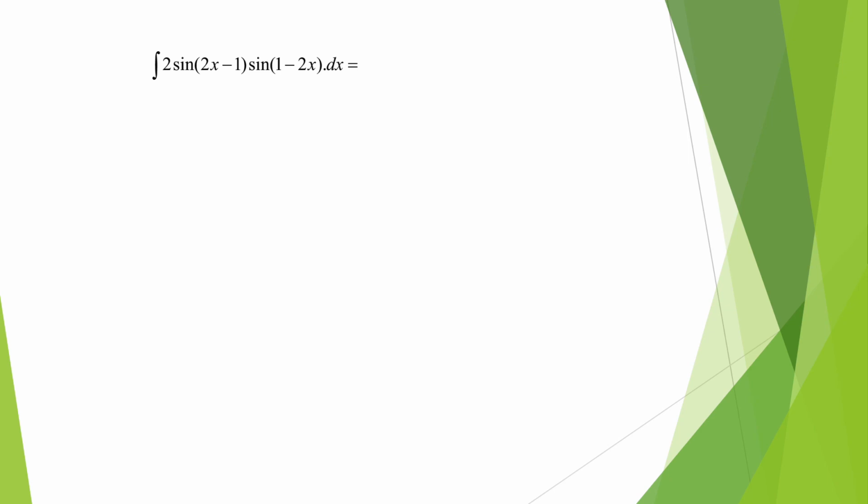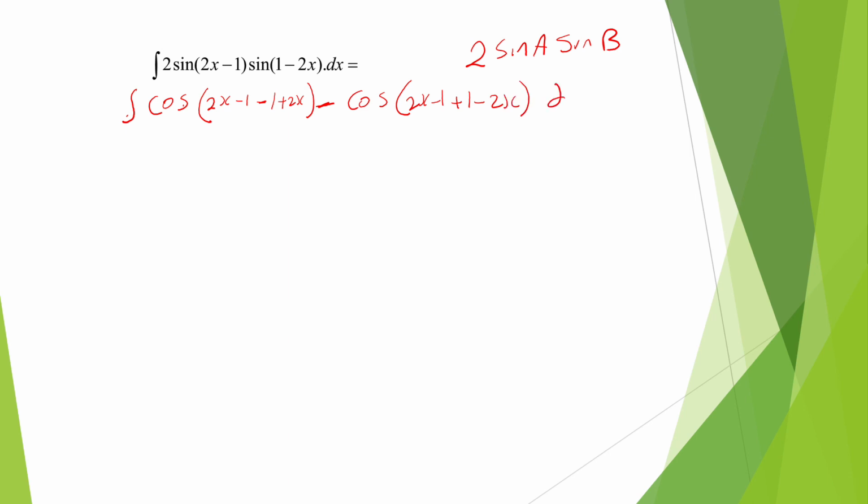So this one here is again a multiplication between the two. We have sine, so we're going to change it. Look, sine A sine B, that's the one we're going to use. So we're going to rewrite it as cosine of 2x minus 1 minus 1 plus 2x. I'm going to write it in here, but you can always do it by hand on the side. Then we have minus cosine, adding them together, gives me 2x minus 1 plus 1 minus 2x dx.